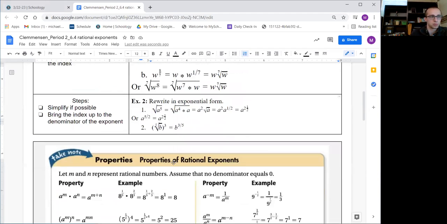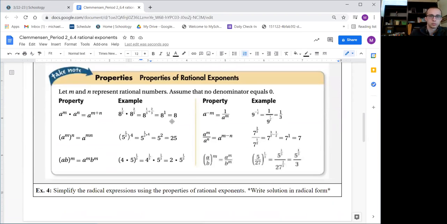All right, let's move down then. We have a couple properties of rational exponents. We've gone over these before in a previous unit. Let's do some reminding. The main ones that we're going to be using are this one right here and these two right here. Those are going to be the main ones we use when we're simplifying radicals, right?